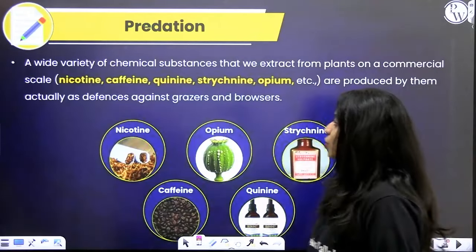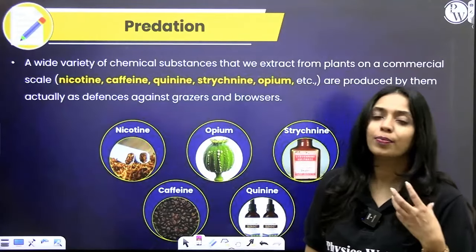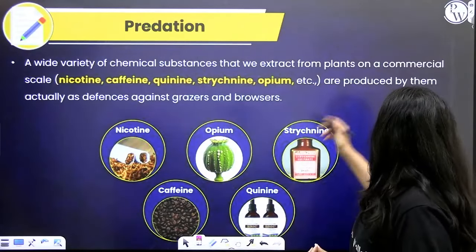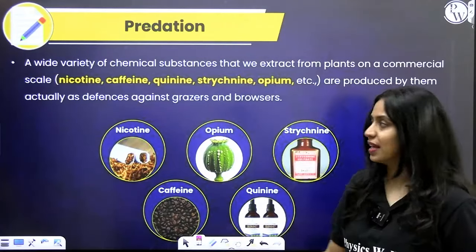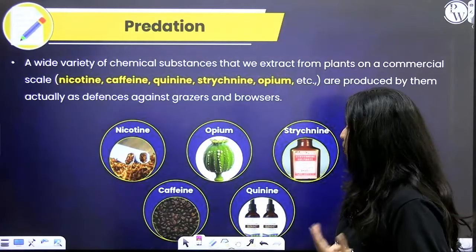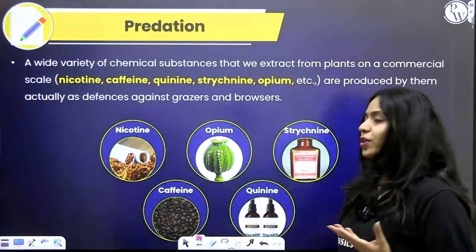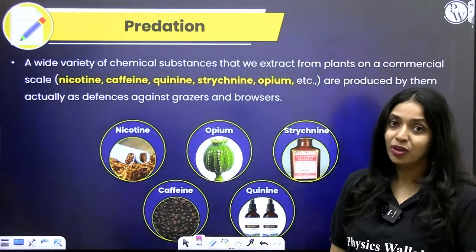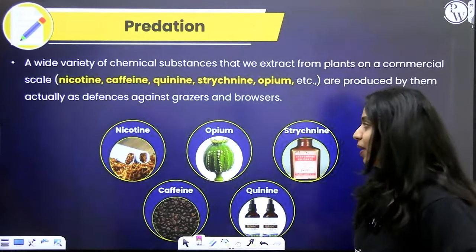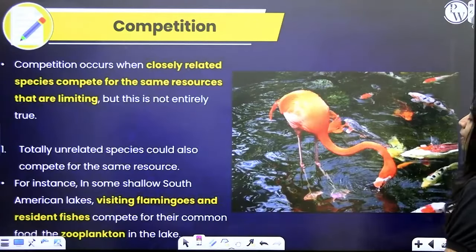In fact, many of the products that we obtain from plants, extract from plants on a commercial scale, such as nicotine, caffeine, quinine, strychnine, opium, all of these are produced by plants in order to avoid being eaten by animals. That's about predation.